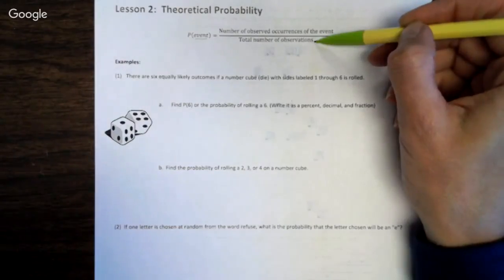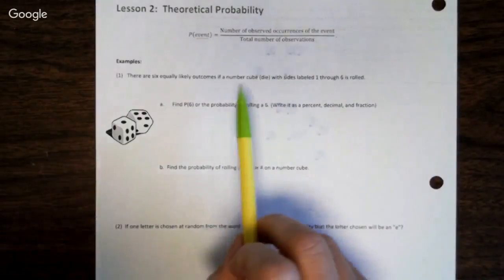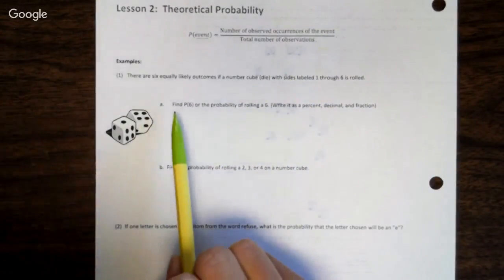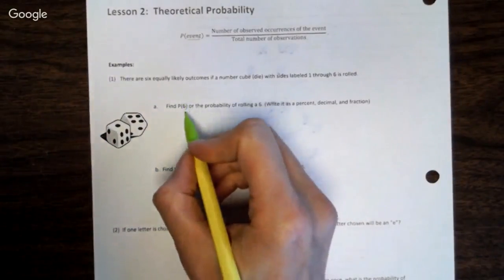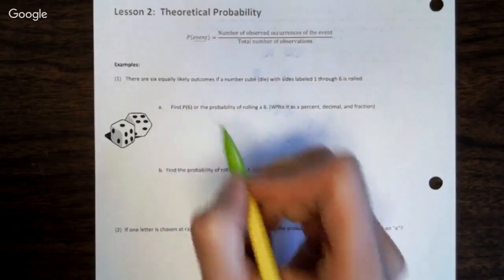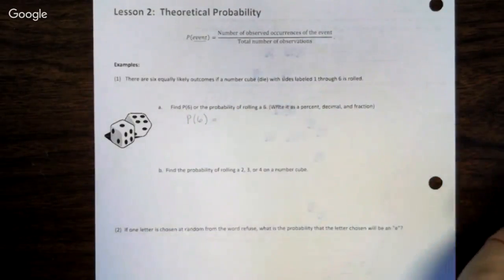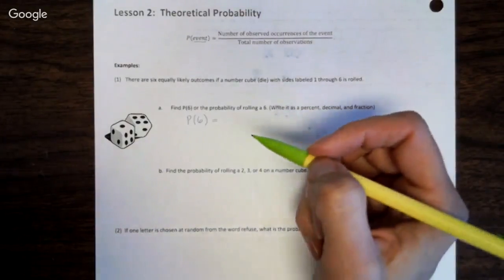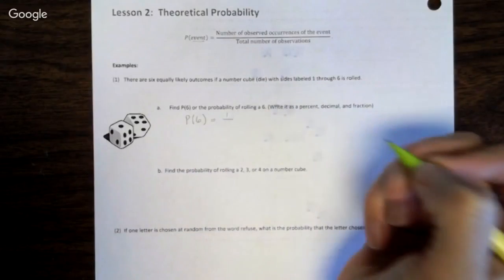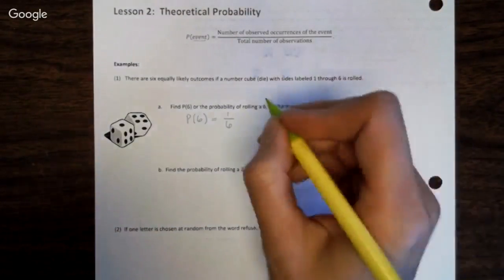So let's go through some examples. Number 1: there are 6 equally likely outcomes if a number cube or a dice with sides labeled 1 through 6 is rolled. Find the probability of rolling a 6. The 6 is in parentheses. So we're always going to start off with probability of 6 equals. Now, you're going to ask yourself how many 6s are on a dice, and that would be 1. There are 6 total sides, so the probability of getting a 6 is 1 over 6.